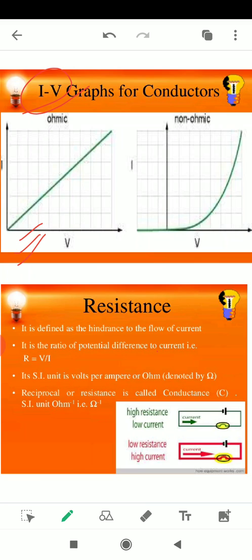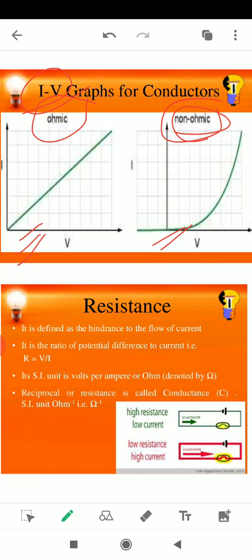Then there are non-ohmic resistors. Some conductors are said to be non-ohmic because they do not follow Ohm's law. If you plot a graph for these non-ohmic substances, it does not show a straight line. Those that follow Ohm's law are called ohmic conductors or ohmic substances, such as a copper wire in which electrons are flowing.